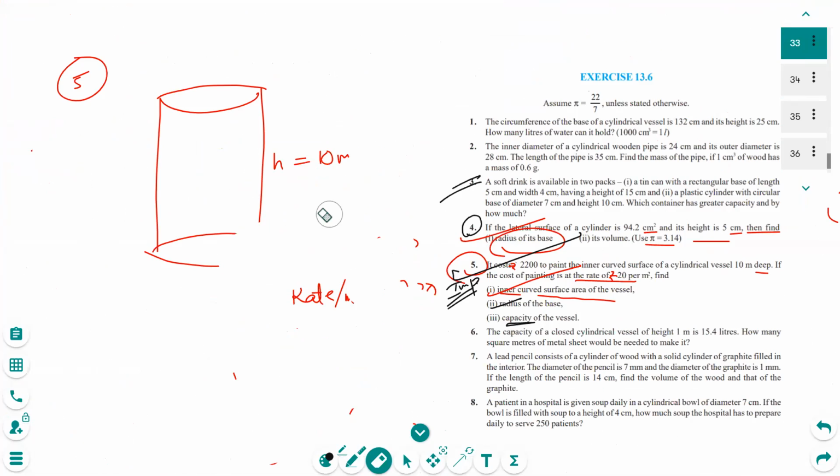Now before moving to question number 6, I need you to tell me the relation between liters and meter cube. What is the relation between liters and meter cube?